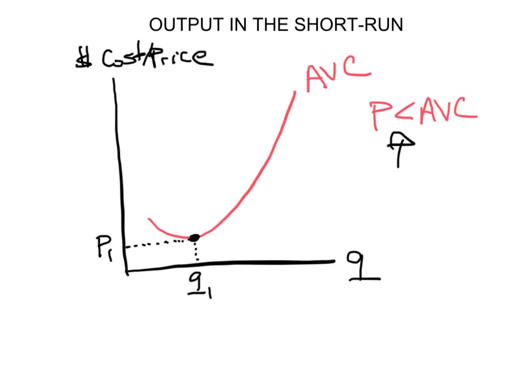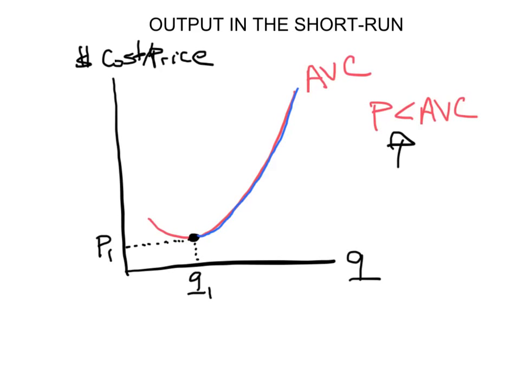This lowest point of the average variable cost for a firm is called by economists the shutdown price, because at that price, or anything below that price, you should shut down. And anything from that price up, you will produce. So essentially, the supply curve for the firm in the short run is going to be this section of the average variable cost curve.